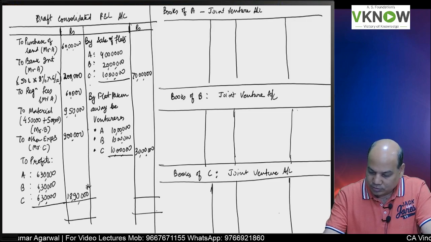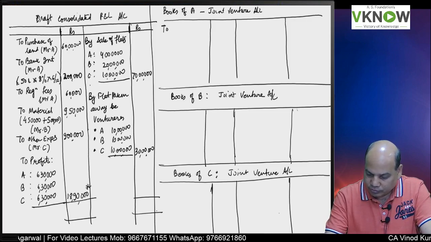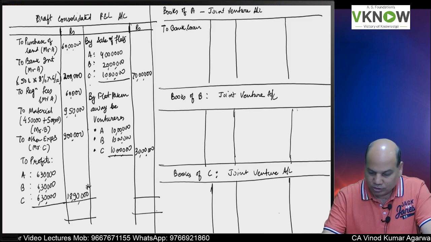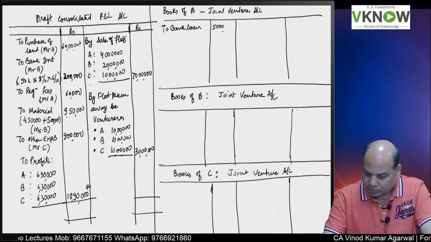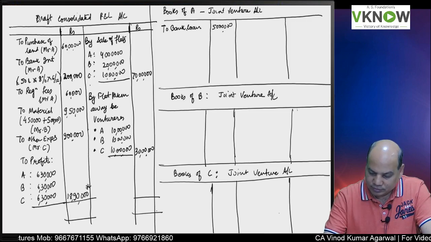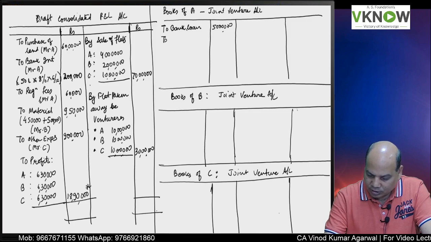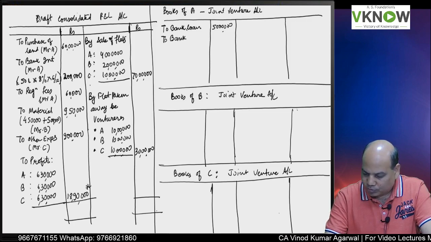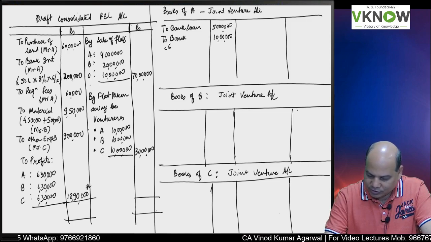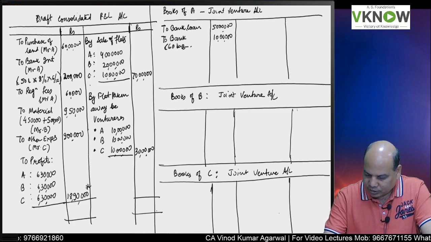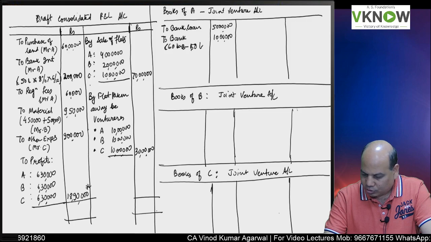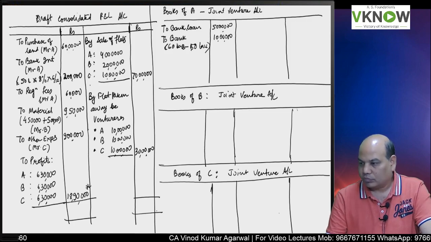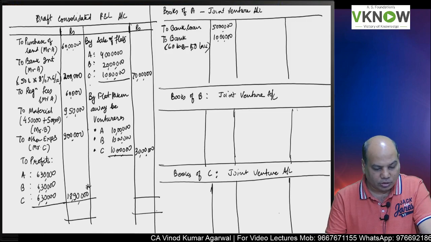So he will write in the books of A, to bank loan. He has taken a bank loan for the purpose of purchase of land, 50 lakh, and he has paid from his own pocket also 10 lakh. This is 60 lakh minus 50 lakh loan.